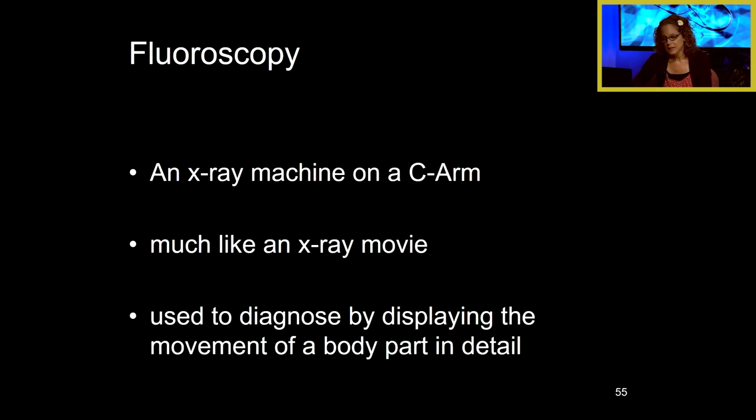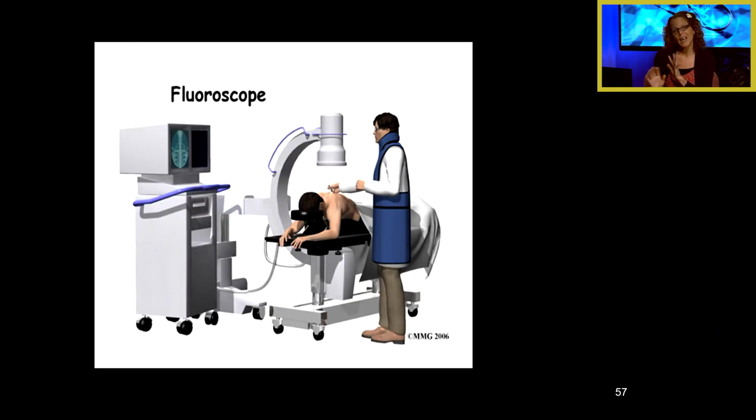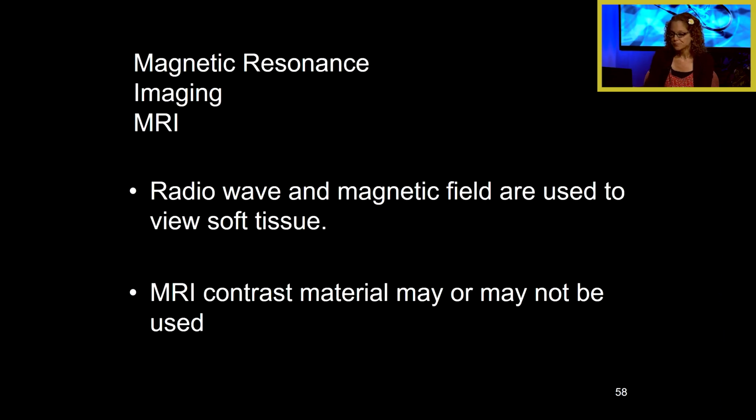Fluoroscopy is an x-ray machine that's on a C-arm, and it's kind of like an x-ray movie. It allows the physician to diagnose what's happening by displaying the movement of a body part in detail. And it can also be used during a surgical procedure to realign the bones. This is kind of what it looks like. You can see here that the fluoroscope is on. The surgeon is able to look on a screen at whatever the bones are, and they can see how those bones are moving and articulating underneath the fluoroscope.